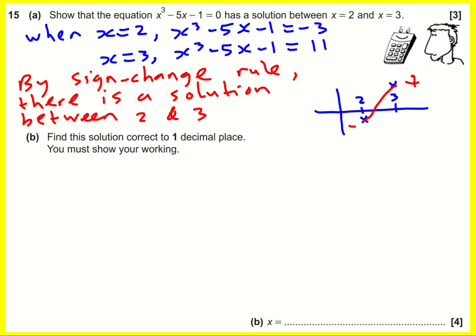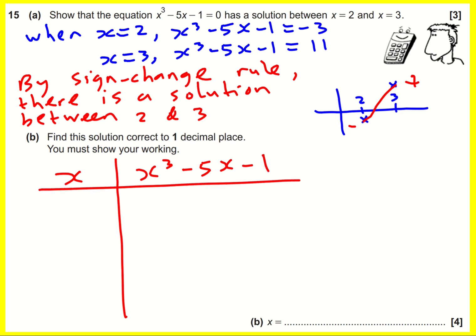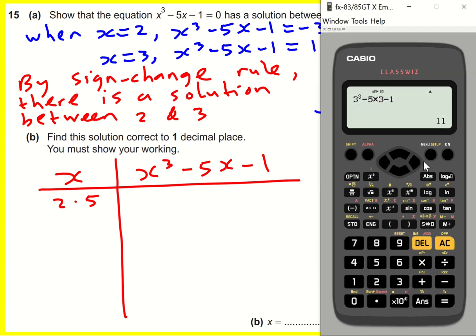So now find the solution to correct to one decimal place. Well, now we basically do trial and error. And I'm going to try 2.5. Actually, I'm going to lay it out like a little table. So I've got x, and then I've got x cubed minus 5x minus 1. And I'm trying to get closer and closer to 0. So I'll go for the point that's halfway. You might say start a bit nearer 2 because 2 gave 1 closer to 0, but it's up to you. I think a good shout is to try halfway.